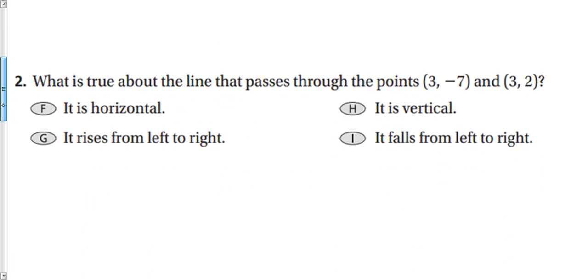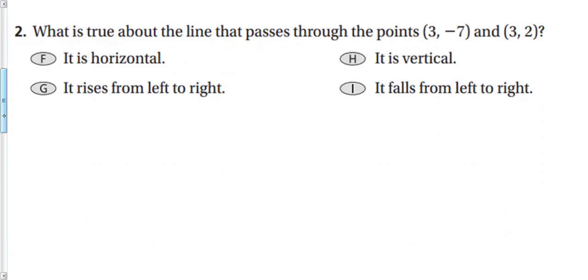Okay. What's true about the line that passes through those 2 points? Well, notice that the x values are the same. So that means it is going to have an undefined slope. Okay. So because it has an undefined slope, it is going to be vertical. If the y values were the same, it would be horizontal. Then it would have a 0 slope.